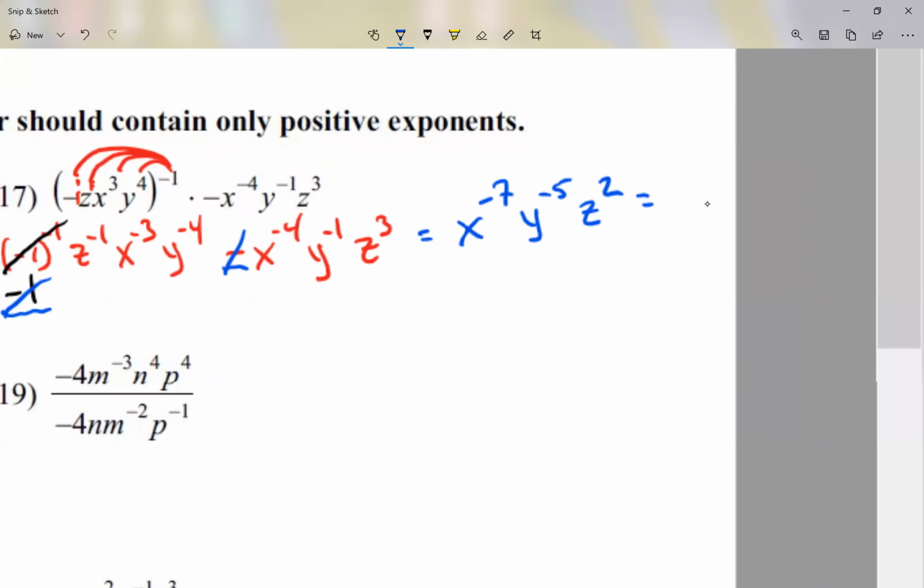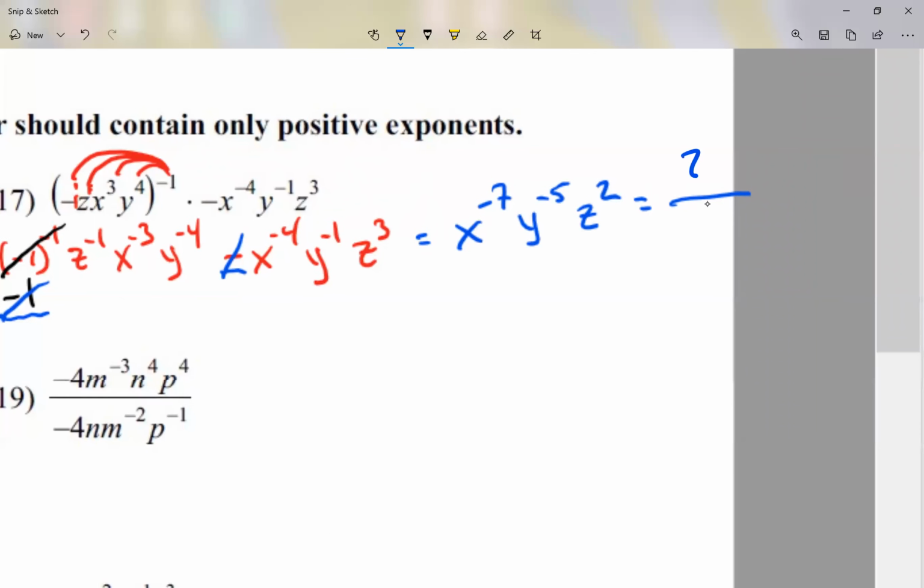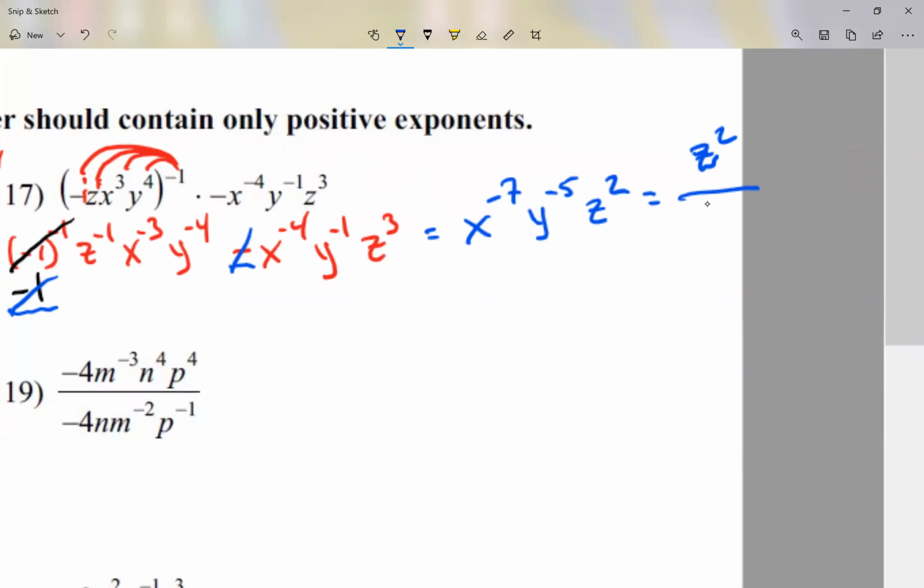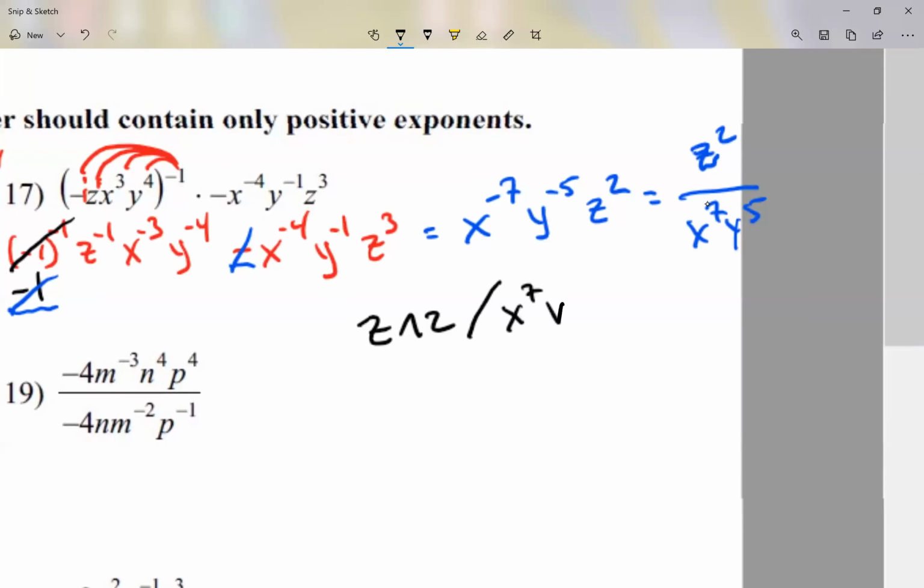So if I was to write this, I'm going to write a fraction. The z to the 2nd stays on the top because z is positive, but my negatives are going to come to the bottom. X to the 7th, y to the 5th. Remember I said earlier, any negative exponent becomes positive on the other side. So if it's negative on the top, then make a fraction and bring it to the bottom. The way I'm going to type this, z to the 2nd over x to the 7th, y to the 5th.